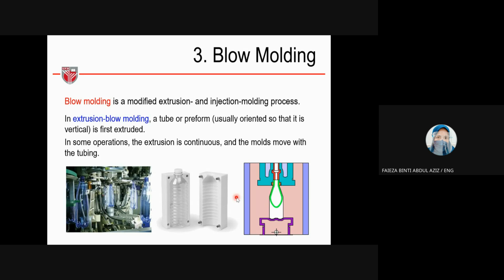Okay, let me move to the third one, which is blow molding. Blow molding is a modified extrusion and injection molding process. In extrusion blow molding, a tube or preform is usually oriented so that it is vertical. So we first extrude the tube. In some operations, the extrusion is continuous and the molds move with the tubing. See this one? We extrude and then we blow.